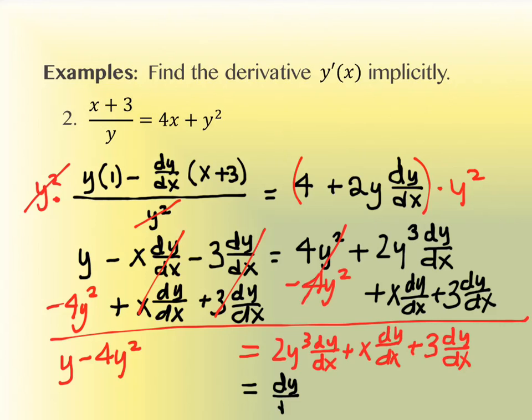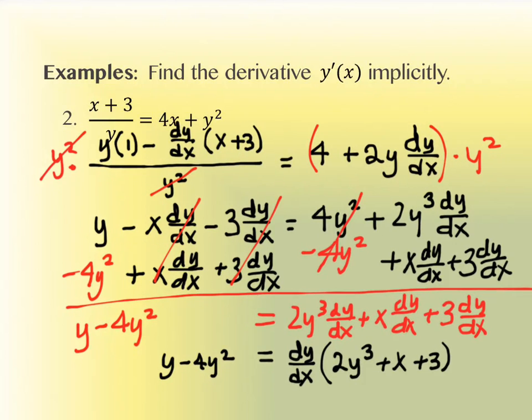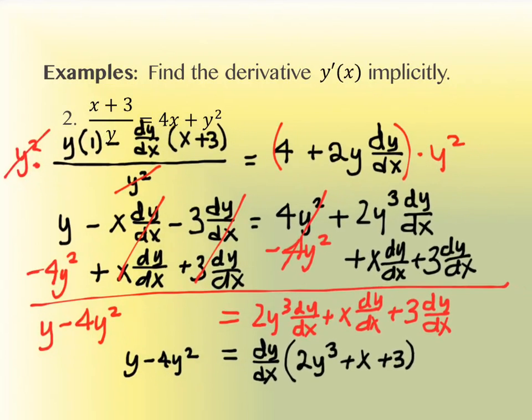So this is dy/dx. And it factors out of all the terms. That's why we wanted all of the terms on the same side and nothing else there. So when I factor it out, I'm left with the 2y cubed plus x plus 3. And on the left, I still have the y minus 4y squared. Any idea what we might do next? Well, we could, but that doesn't help us. Our goal, remember, is to solve for dy/dx.